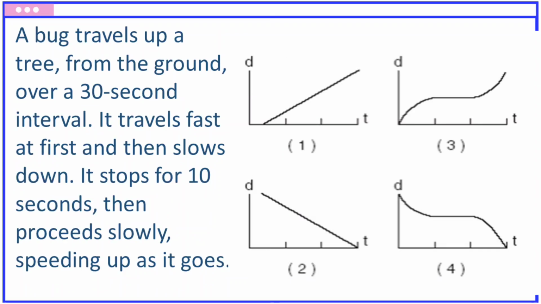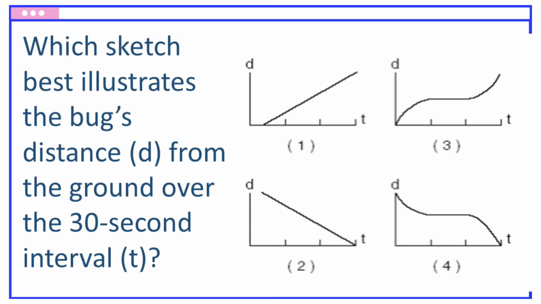For number 2, analyze the 4 different graphs given. Here is the situation. A bug travels up a tree from the ground over a 30-second interval. It travels fast at first and then slows down. It stops for 10 seconds, then proceeds slowly, speeding up as it goes. Which sketch or the graph best illustrates the bug's distance from the ground over the 30-second interval? Is it number 1, number 2, number 3, or number 4?